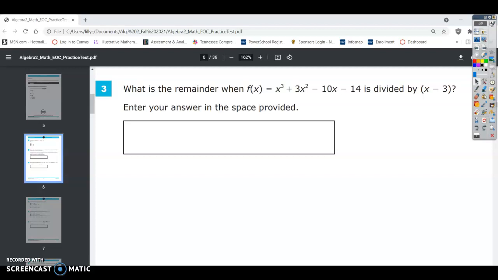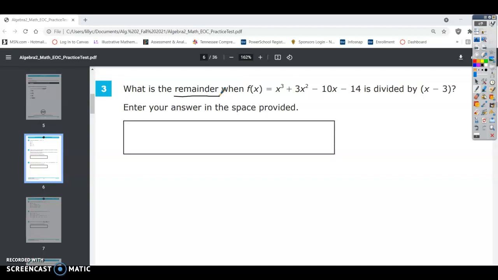All right, so if you remember, this is a polynomial, and polynomial division can be done either by long division or synthetic division. Or you could use the remainder theorem since it just says what is the remainder. So there are three pretty easy ways to solve this, but it just depends on which way you want to do it.